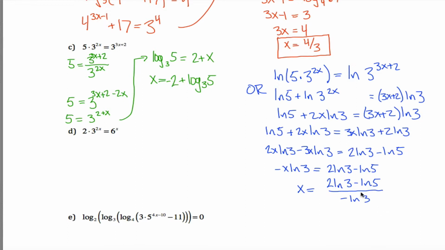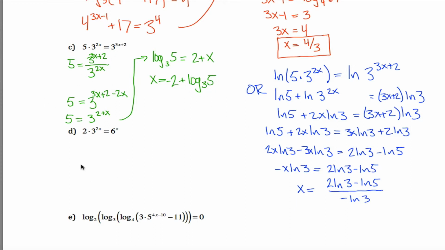How do you know that's equal to that? Well, it has to be. There's one reason I know, but you can almost see it if you write 2 natural log of 3 divided by the negative of natural log of 3. The natural log of 3's would cancel out and you'd be left with negative 2. That's this negative 2 right here. And then you have the negative of natural log of 5 divided by the negative of natural log of 3. Those two negatives cancel out, so I get a positive. And if you apply the change of base formula right here, you get exactly this.